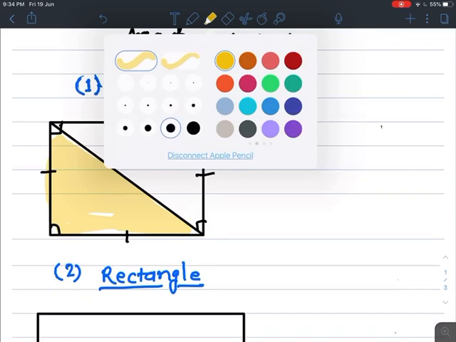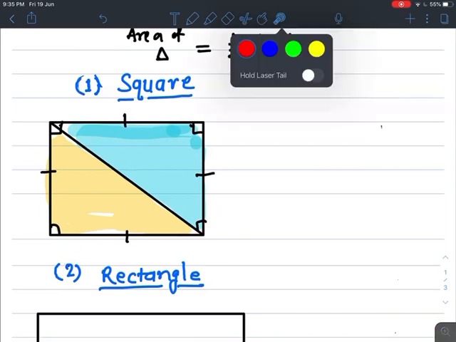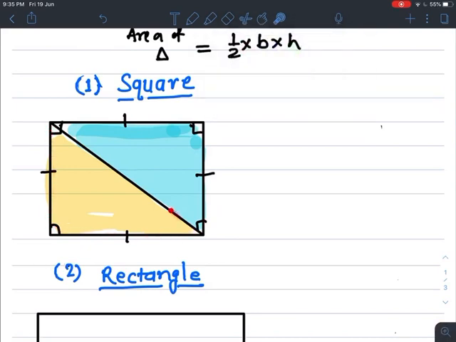Again I will draw one more triangle. Here it is a blue color triangle; by blue color I have drawn the area. So, here there are two right angle triangles. First I will find the area of the yellow triangle. You know, in a square all sides are equal. If we observe this right angle triangle, if this is the base, this will be the height of this yellow right angle triangle.